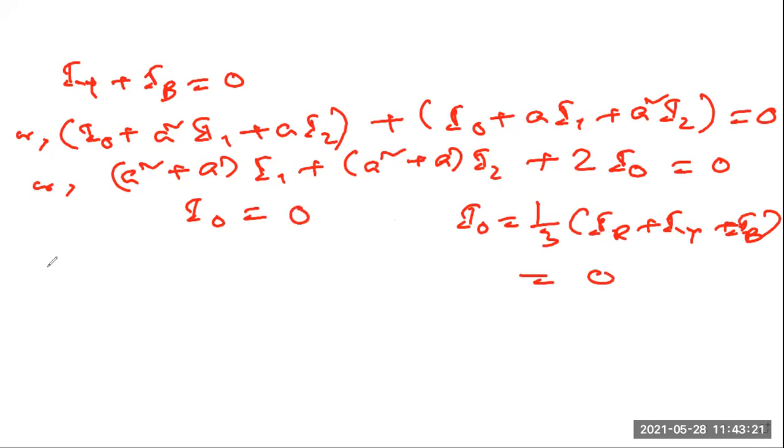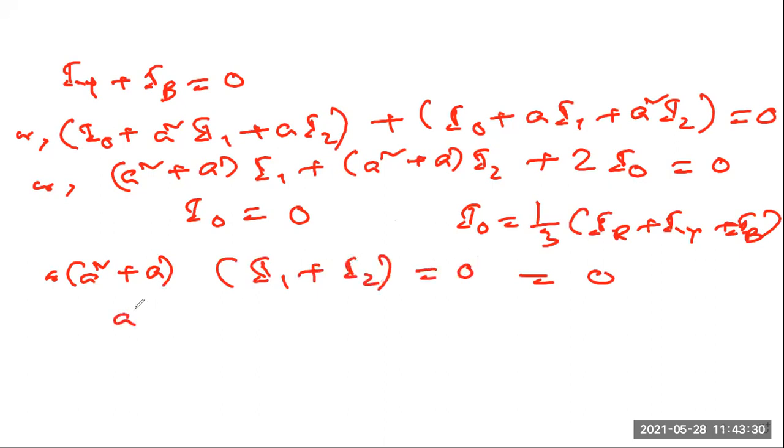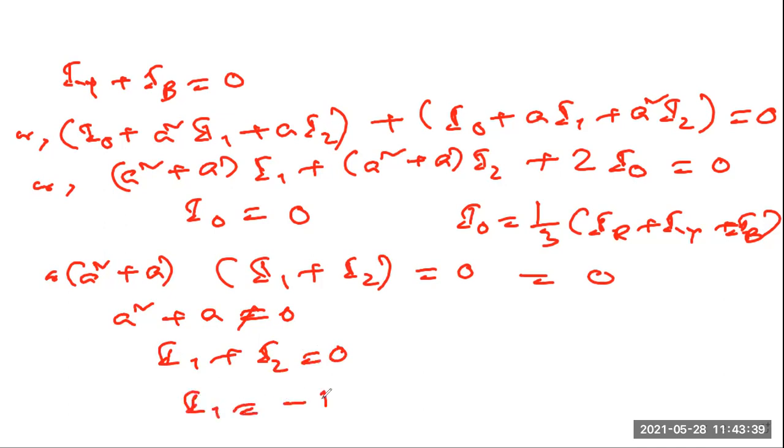So we can write, we take common a square plus a, and this is I1 plus I2 equal to 0. Now a square plus a is not equal to 0. So I1 plus I2 equals 0, or I1 equals minus I2. Any doubt in this step? So positive sequence current equals minus of negative sequence current.